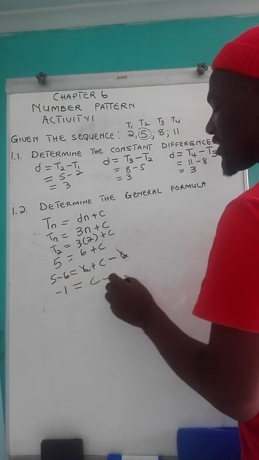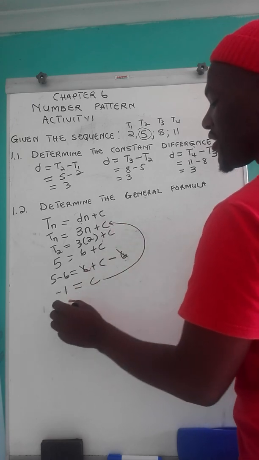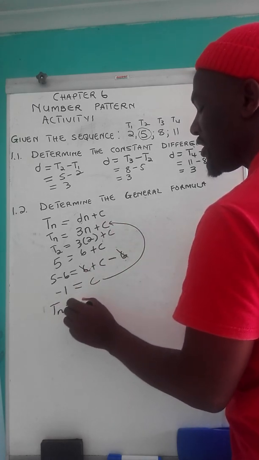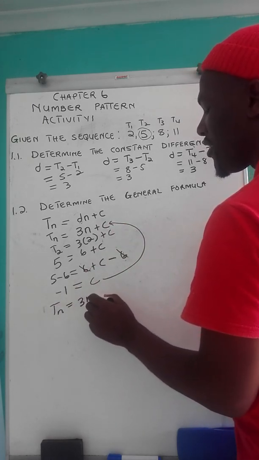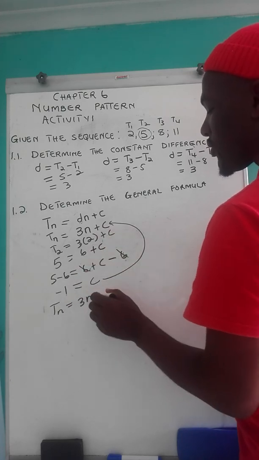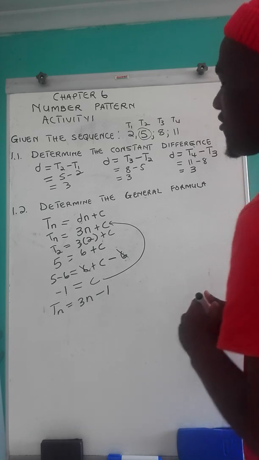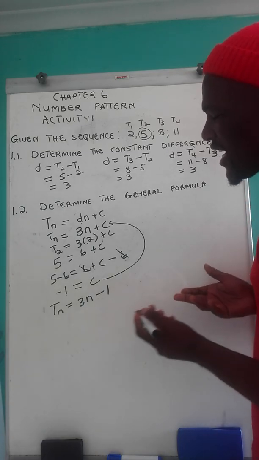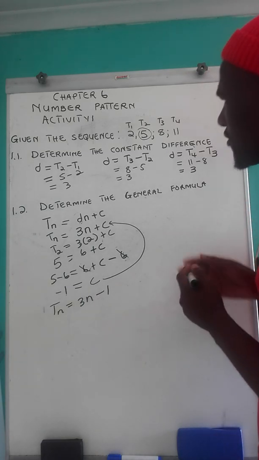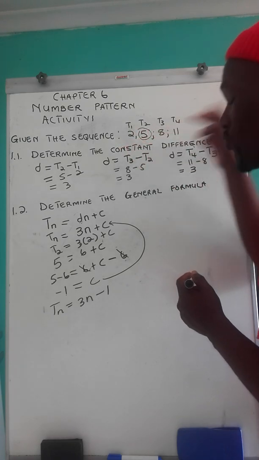Then you take your c and substitute it back in Tn. Tn is equal to 3n. What is c? It's minus 1. This is the general formula. Let's try and see whether this general formula works for term 1. If it works for term 1, it will work for all the terms.